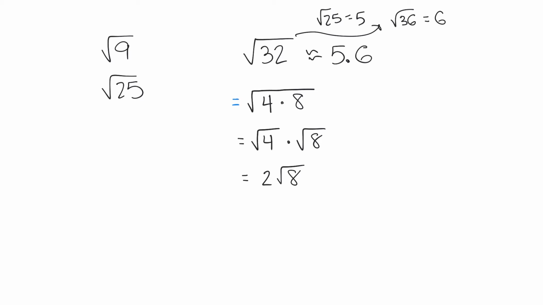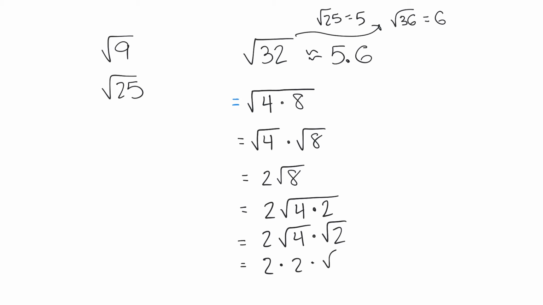It is. But oh wait, can I break my 8 down even further? So what if I have 2 times the square root of 4 times 2? Okay, so the square root of 2 times the square root of 4 times the square root of 2, and the square root of 4 is 2. Oops. Times the square root of 2. Now I just have 4 times the square root of 2. Whoa. Okay, so I just basically said the square root of 32 is the same as 4 times the square root of 2. I bet if you put that in your calculator, you'll get it.